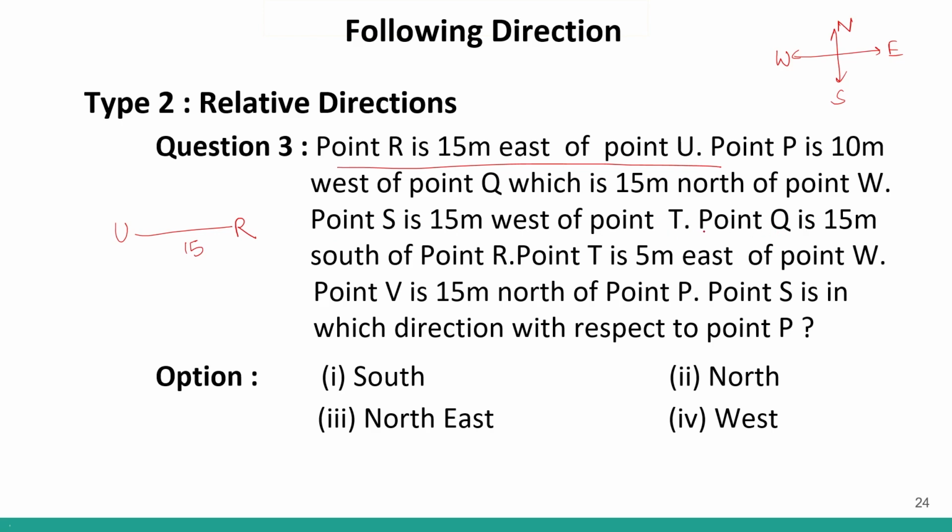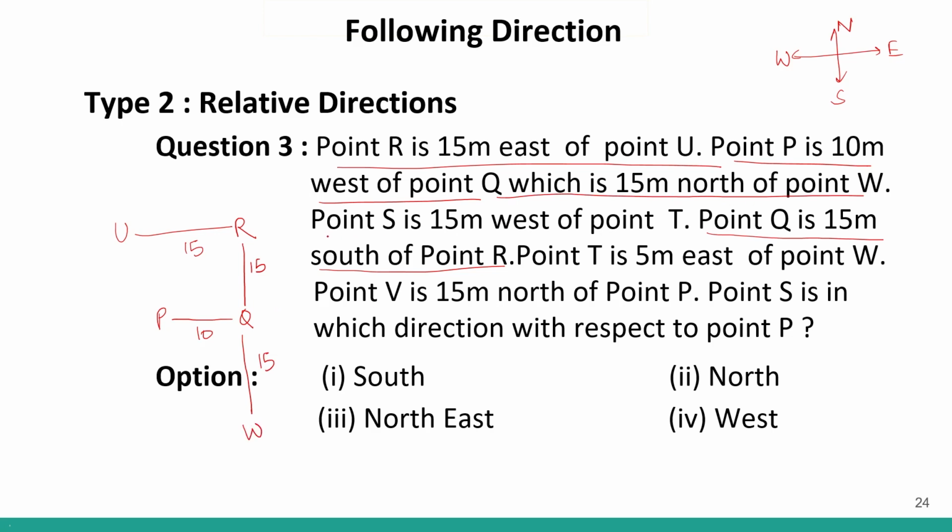Point Q is, okay, this information we can use. Point Q is 15 meter south of point R. So here, this is point Q. Right? Now let us see. Point P is 10 meter west of point Q. So it is here. And Q is 15 meter north of point W. So we have to go 15 meter down to W over here.